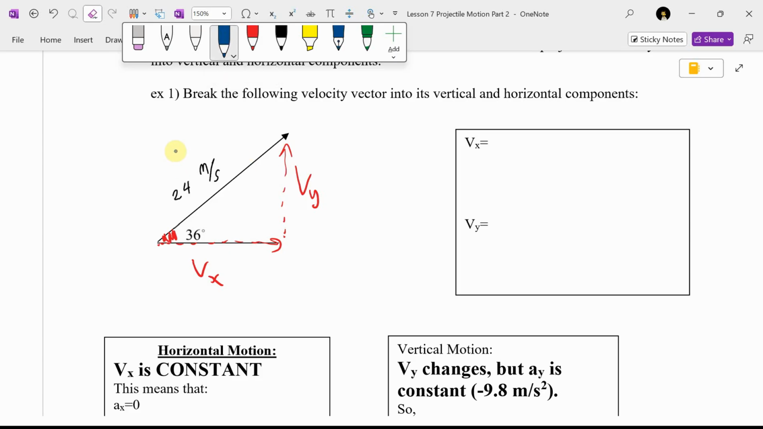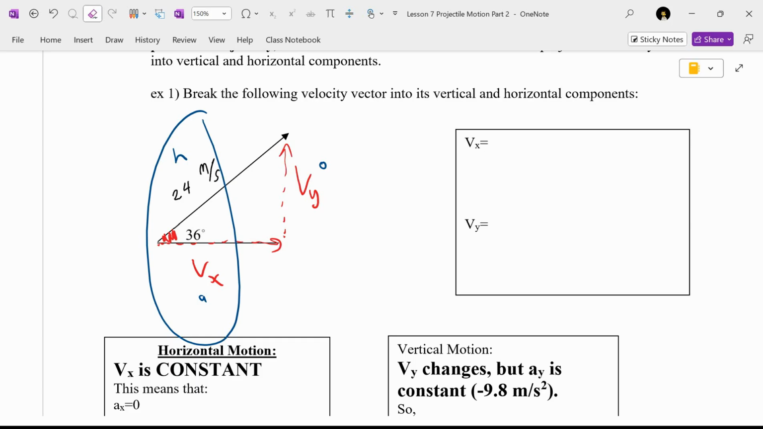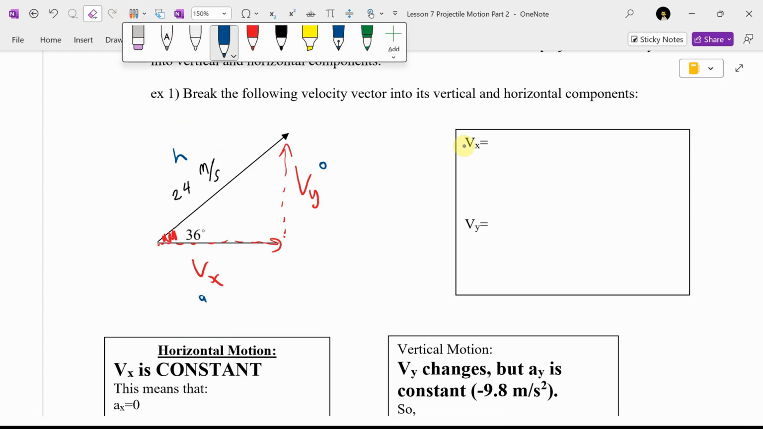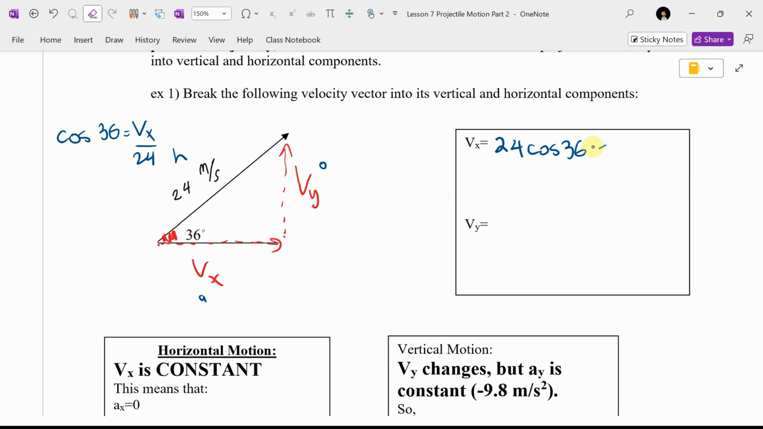Is 24 the opposite, adjacent, or hypotenuse? What about Vy? What about Vx? Let's find Vx. Which trig function has the A and the H? And again, if you're a little shaky, you should have written SOHCAHTOA at the top of your page. Cos. So I'm going to say, all right, cos of 36 equals Vx over 24. And so over here, I'll write in my notes, it's going to be 24 cos 36.